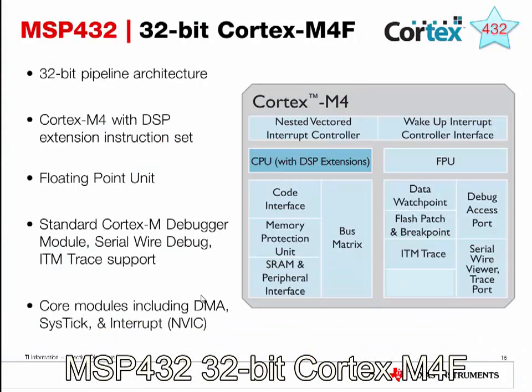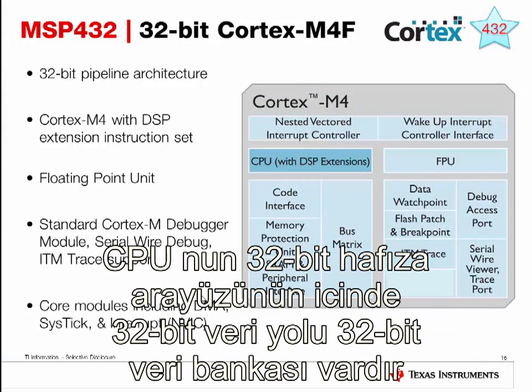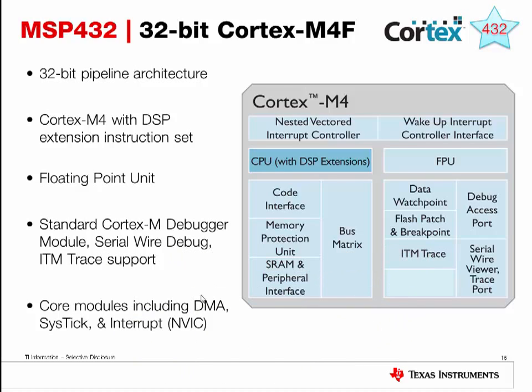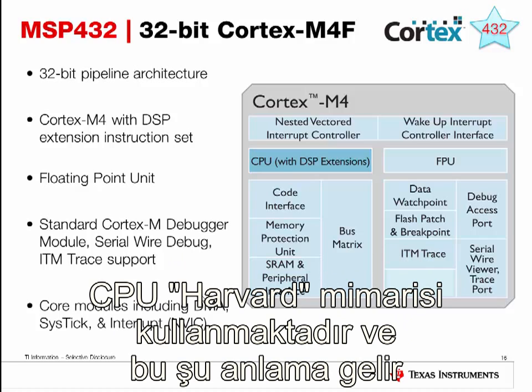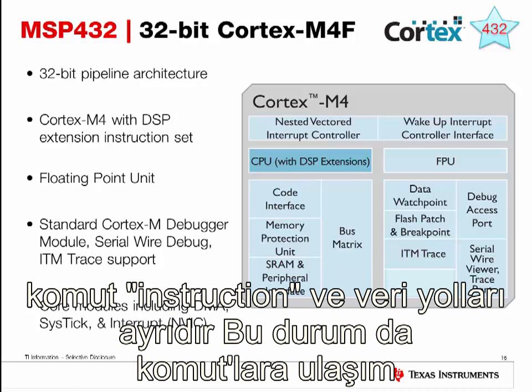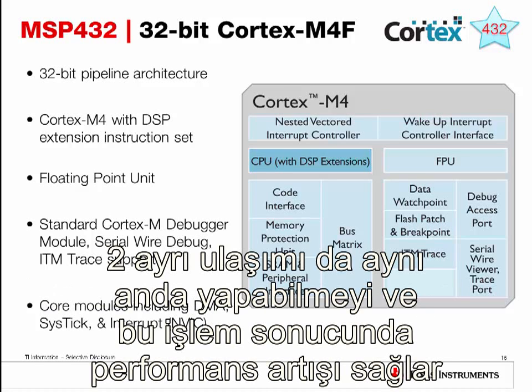The MSP432 uses a 32-bit Cortex-M4F CPU. The CPU has a 32-bit data path, a 32-bit register bank, and 32-bit memory interfaces. The CPU uses a Harvard architecture, which means that it has a separate instruction bus and data bus. This allows instruction and data accesses to take place at the same time.